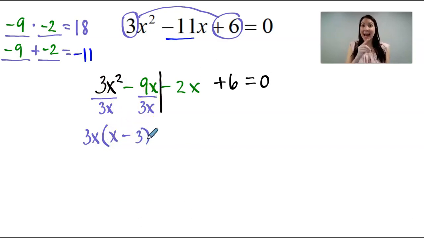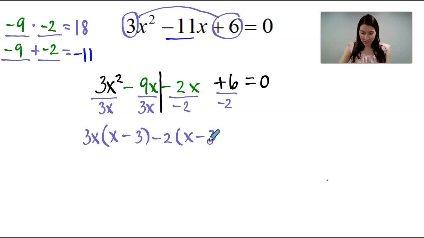Let's do the same thing on the second half. I look at negative 2x and positive 6. I want to factor out the greatest common factor. Now here's a hint. If the beginning number is negative, factor out a negative GCF. So I'm going to factor out a minus 2. Once I do that, negative 2x divided by negative 2 is simply x, and positive 6 divided by negative 2 is a negative 3. And then don't forget to bring down that equals 0.